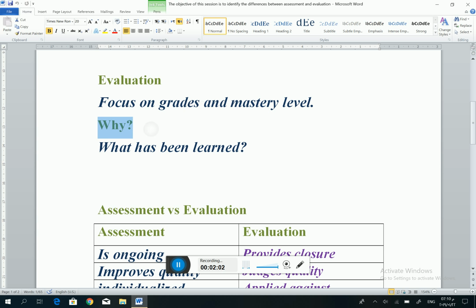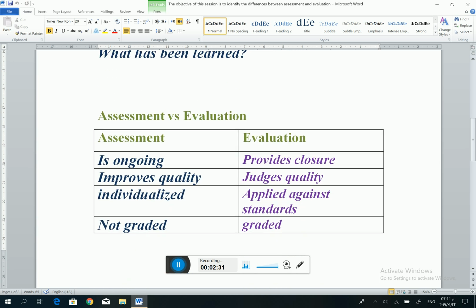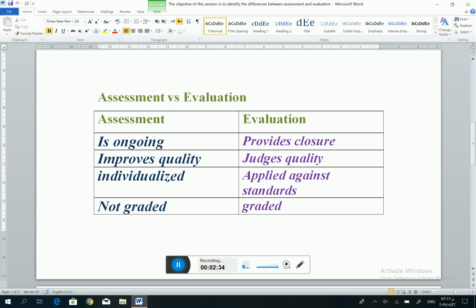So, assessment, you just collect data and document this data to be used later in improving students' learning. But evaluation is judging students' work, judging students' mastery level. You want to know what has been learned and what has been achieved on the part of the student. Now, in the following table, I am going to simplify the differences between assessment and evaluation.